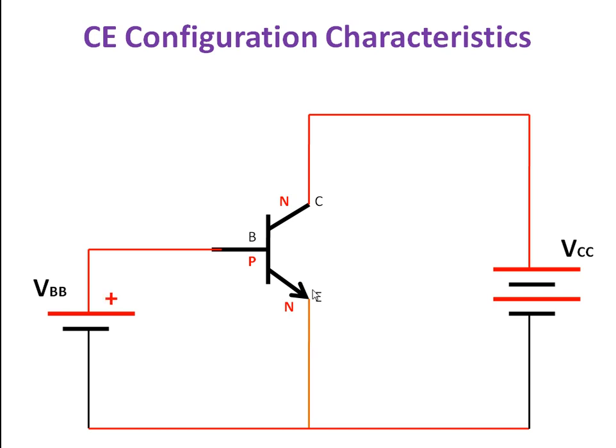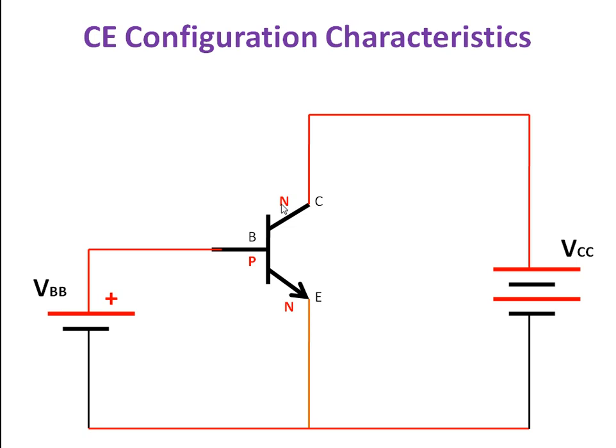So for NPN, P is connected to positive and N is connected to negative. We know very well the emitter-base junction should be forward biased. That's why P is connected to positive, and N is connected to negative. And the collector-base junction should be reverse biased. This is the collector and base.